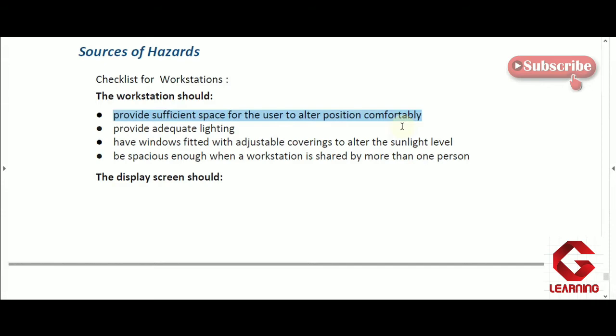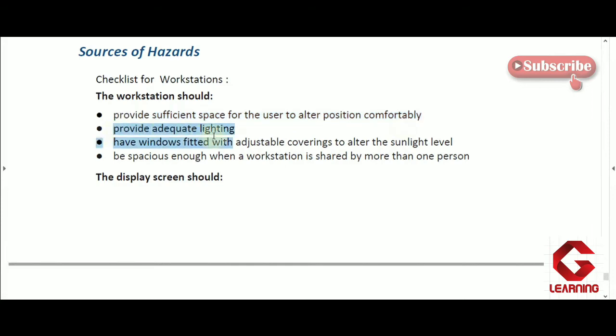So the workstation should be spacious. Movement of workers should be very easy, simple. Their workplace should not be congested, because in a congested workplace employees are not able to move properly. They are not able to work properly, and sometimes they feel some pressure also. That's why the workspace should always be very spacious.